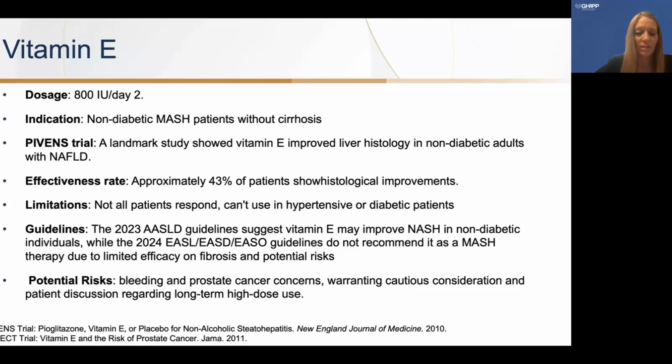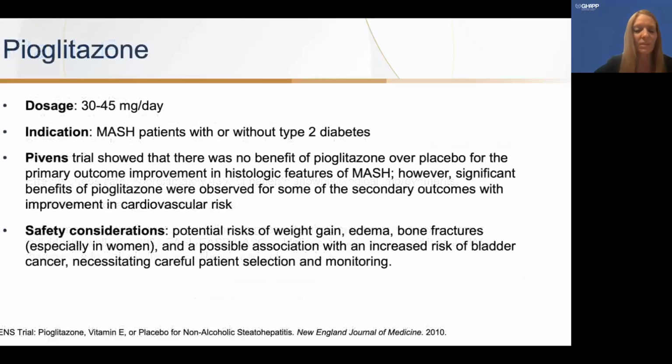And some of these risks include, as I mentioned, bleeding, especially if patients are already on a blood thinner, and it can cause potentially hemorrhagic stroke, which is a major concern. Also prostate cancer concerns. And so in general, we want to be very cautious when we're considering this medication and be sure to discuss the long-term effects with our patients.